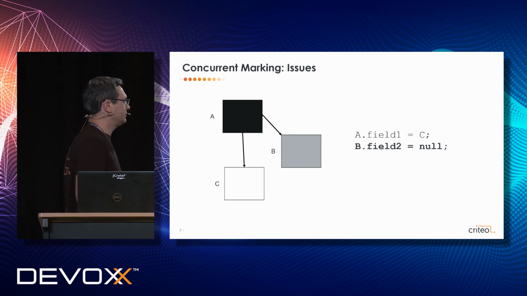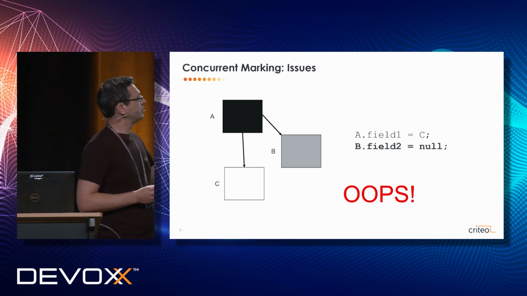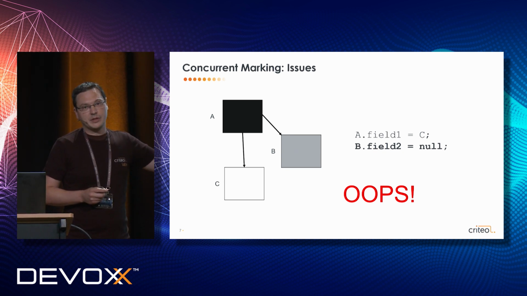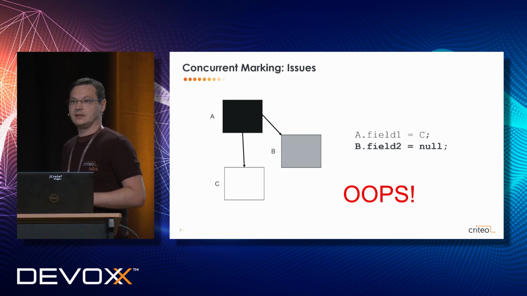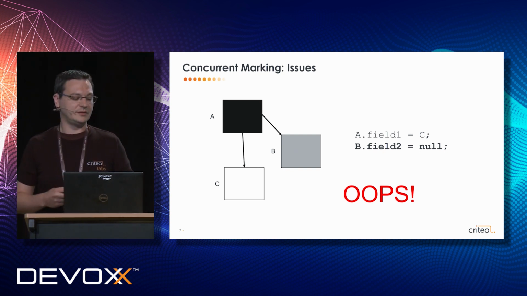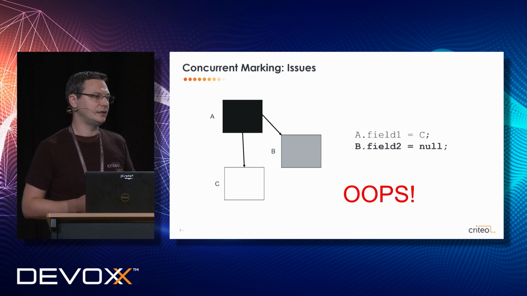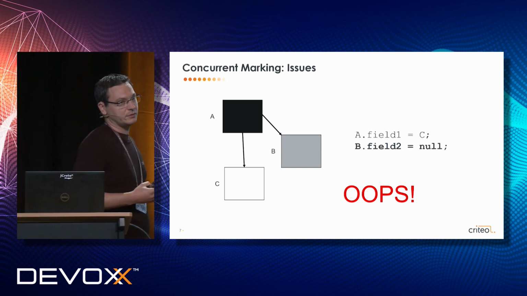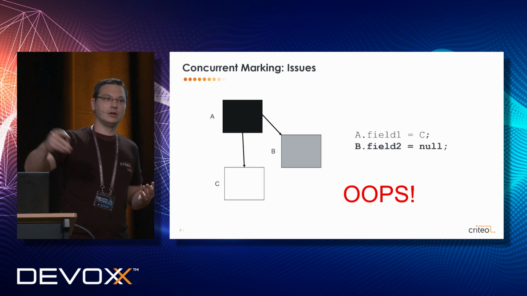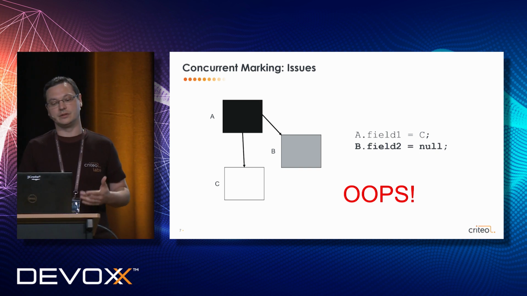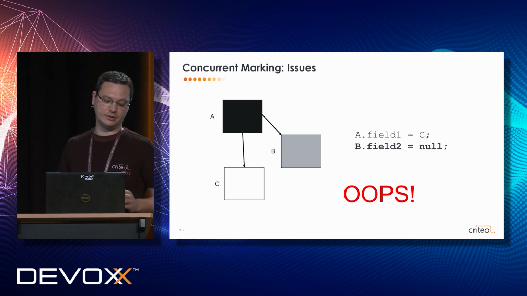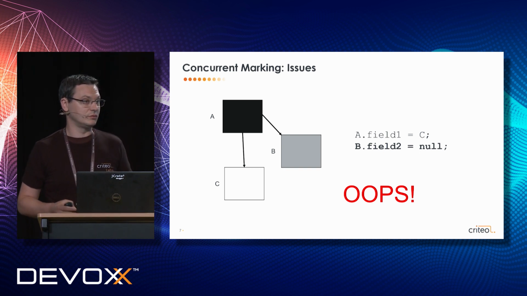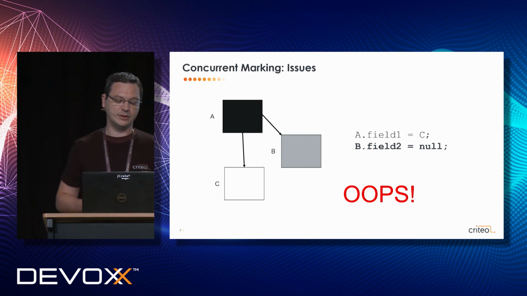In this situation, we have an issue because we have no way to reach the C object, and this is not garbage. It is still referenced by the A object, the black object, but as the object A is black, we will not go through this object again because it was already marked and considered as alive, and the C object will be considered as garbage. So that's the issue that we need to deal with.